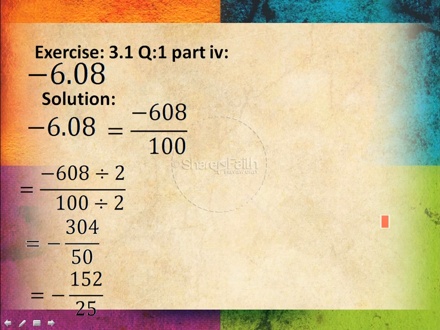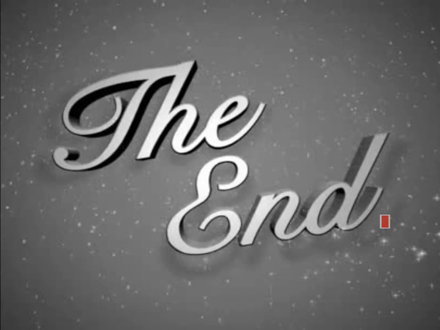I hope you have understood this part. Today we learned about the decimal. What are decimal numbers? Decimal numbers are numbers which have a decimal point in it. And then we learned how to convert the decimals into rational number. Now you will be able to solve exercise 3.1.